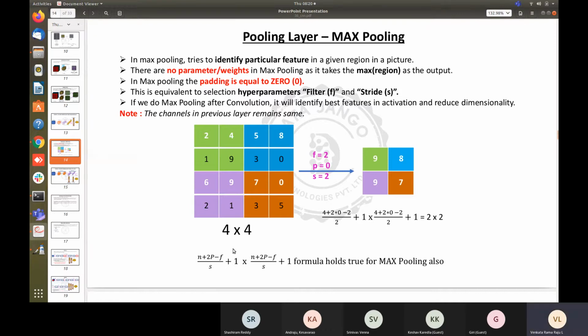So what is F equal to 2 here, sir? Pooling size. The original image is a 4x4 image, right? The filter size of the pooling layer is 2. That means it considers 2x2 matrices. And I said stride is equal to 2, so it jumped 2. If stride is 1, right?